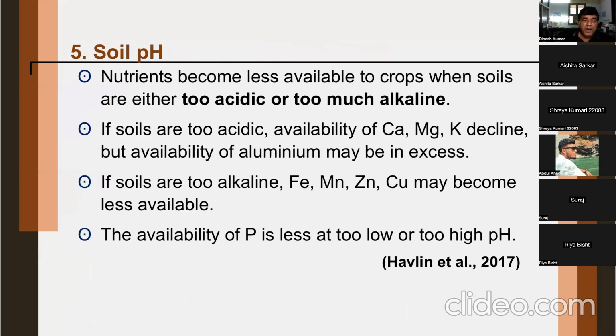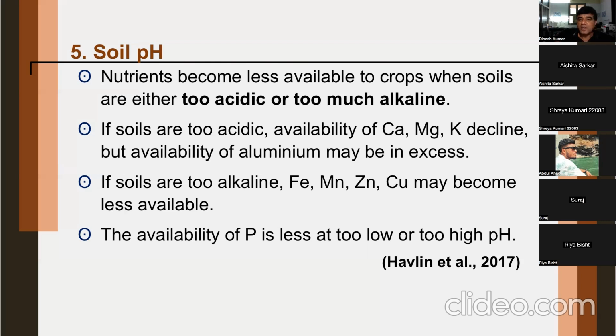Now, next is number 5, soil pH. How soil pH is going to affect nutrient availability. I need not go into much detail, but I think most of you are aware of the role of soil pH in nutrient availability. Nutrients become less available to crops when soils are too acidic or too alkaline. You already know that most of the nutrients are available in the range of pH, say 6 to 7.5. So what happens if your pH is too acidic or too alkaline? Then naturally the nutrient availability will be affected.